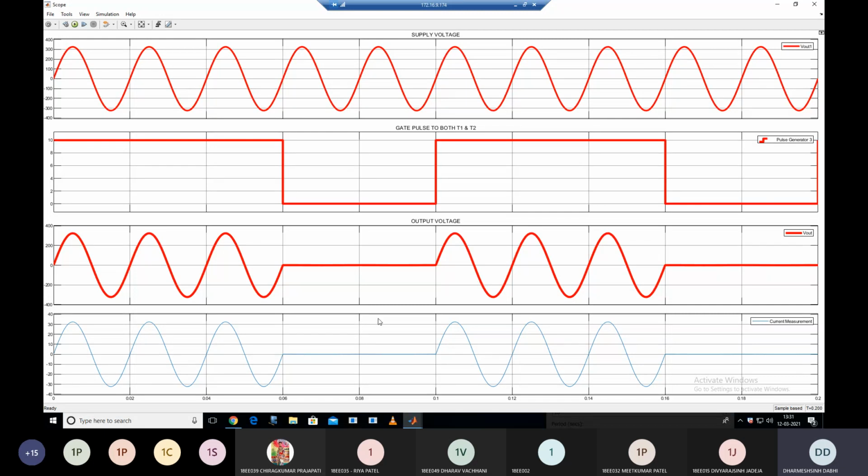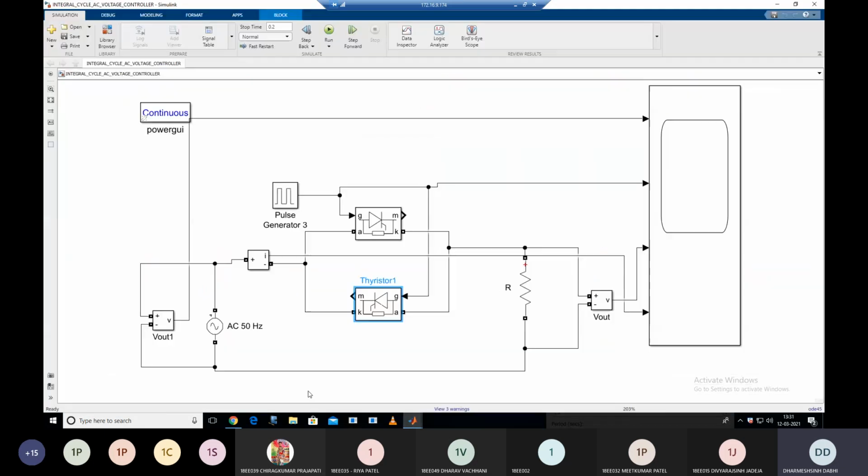During the positive cycle of supply, as you can see here, positive cycle means the upper terminal is positive and the lower terminal is negative. So the positive terminal of supply is connected with the cathode. It means it is in reverse bias mode. Clear? So even if you apply the gate pulse to thyristor T2 in the positive cycle, it will not start conducting.